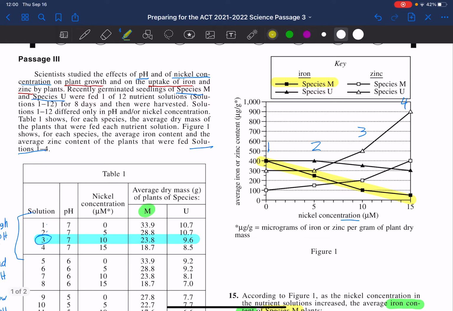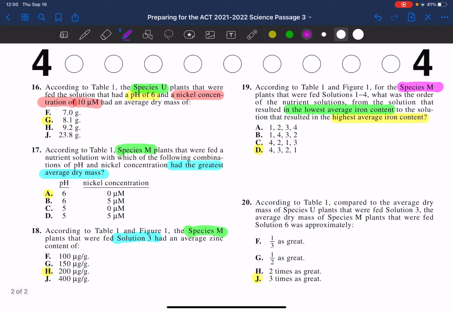So which one was the lowest? Well, that's this one first. That's number 4. Then this one, that's 3. Then this one, that's 2. And then that one, that's 1. 1 had the highest iron solution because that's the highest point on this graph. So the answer was 4, 3, 2, 1 in that order.